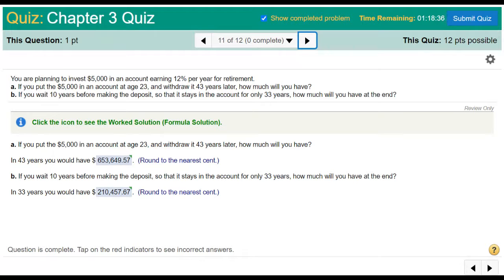Okay, so you're planning to invest $5,000 in an account earning 12% per year for retirement. If you put 5,000 in the account at the age of 23 and withdraw it 43 years later, how much will you have? In this situation, you're going to withdraw the money 43 years from now, right? So N equals 43, IY equals 12, payment is 5,000 negative, right? And then present value is 0, compute for future value.